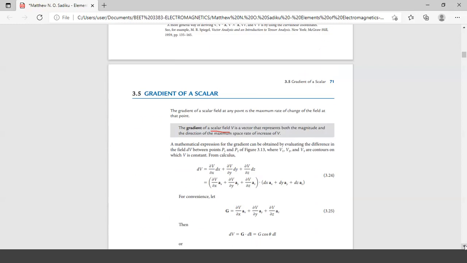Okay, let's see the gradient. What is the gradient? The gradient of the scalar field V is a vector that represents both the magnitude and direction of the maximum space rate of increase of V. So dV equals del V over del x dx, plus del V over del y dy, plus del V over del z dz.